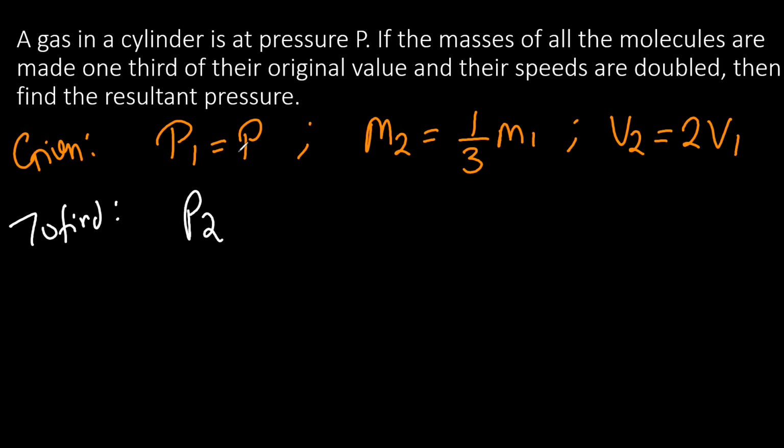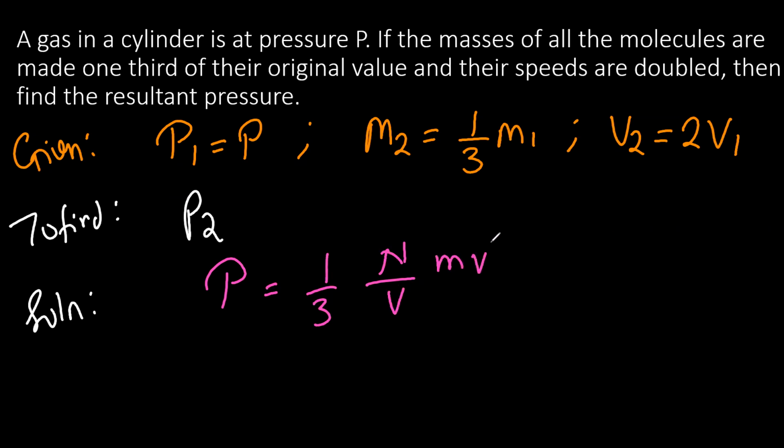So we can write P2, because P1 is P. So what is the solution? First of all, you should know the formula. The resultant pressure formula is P is equal to 1/3 N/V m v square bar. Here V indicates volume, which is constant because the cylinder is the same and the number of molecules is the same. Speed and mass changed. Number of molecules is the same, volume is the same, 1/3 is a constant, so the mass changes.